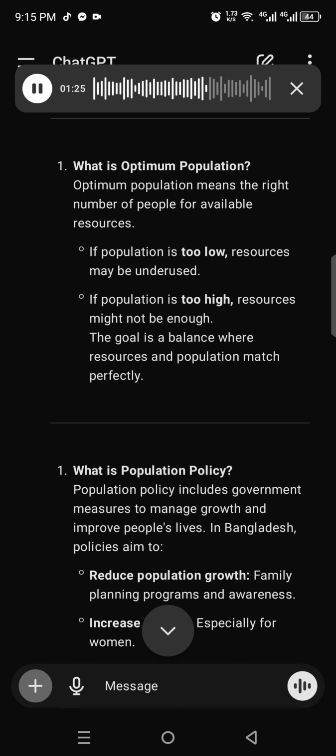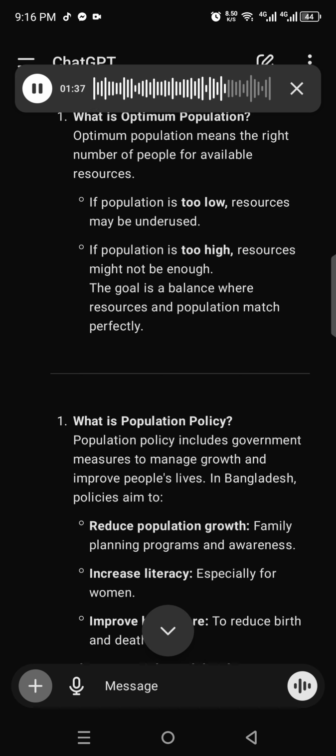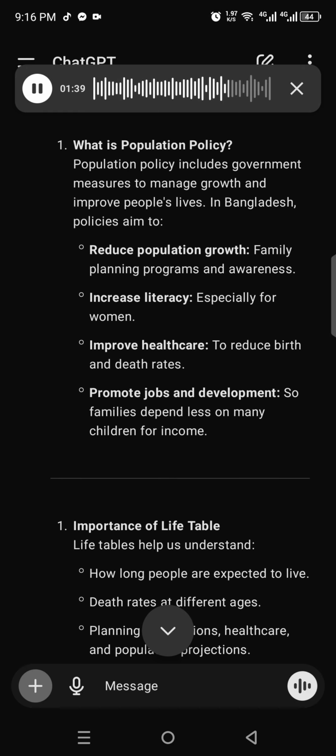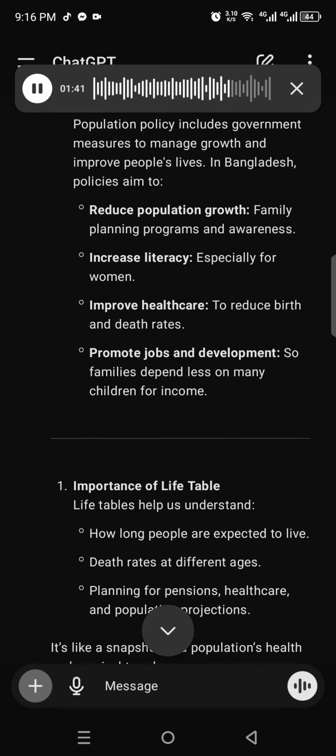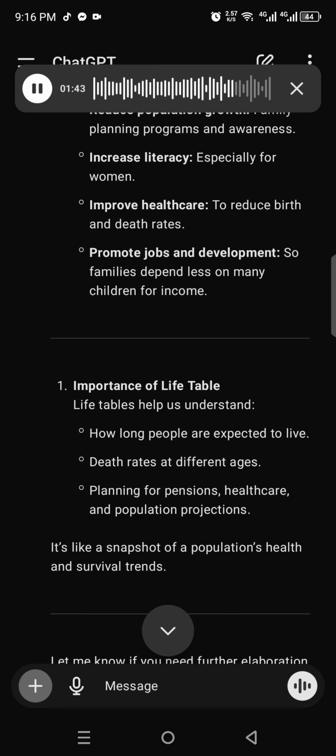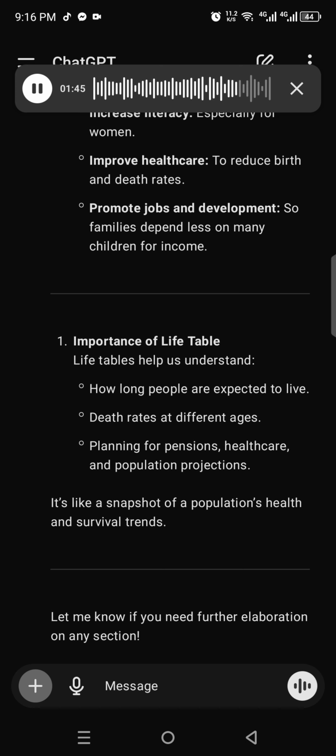4. What is population policy? Population policy includes government measures to manage growth and improve people's lives. In Bangladesh, policies aim to reduce population growth through family planning programs and awareness, increase literacy, especially for women, improve healthcare to reduce birth and death rates, and promote jobs and development, so families depend less on many children for income.